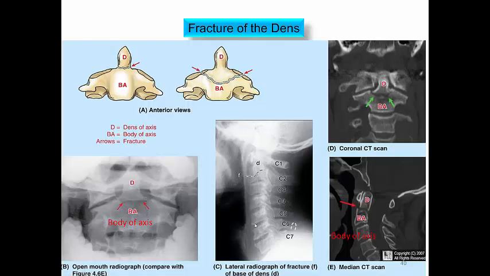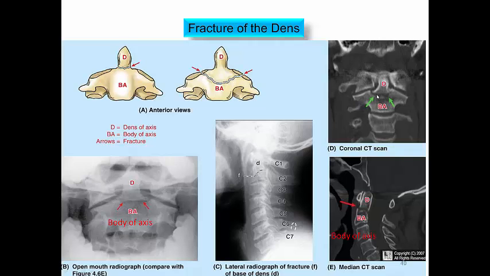Fracture of the dens. Interestingly enough, the transverse ligament of the atlas is actually stronger than the dens of the axis. Nearly half of the fractures of the axis are actually fractures of the dens. So here's our dens, here's the body of the axis, and the arrows indicate the fracture. You can either have the fracture where just the dens itself breaks off, or you can have a fracture occurring here, which includes some of the body of the axis.